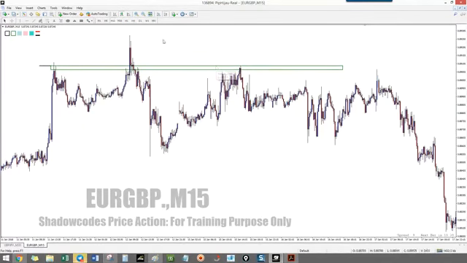Get an entry there. This is the zone. If you want to trade, using the zone is the best, so you cannot miss the entry. Shadow Codes type 1, when you master it, you can go full margin without too many losses.